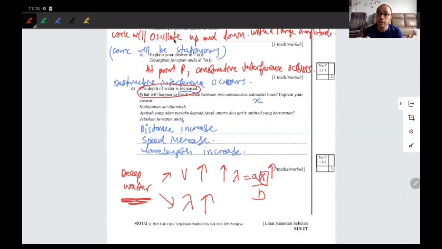Okay, so this is the thing. So 3 marks, 1 mark here, 1 mark here, 1 mark here. The distance between two consecutive antinodal lines will increase because the wave speed increases, therefore the wavelength increases. Okay, that's why this is 3 mark question.